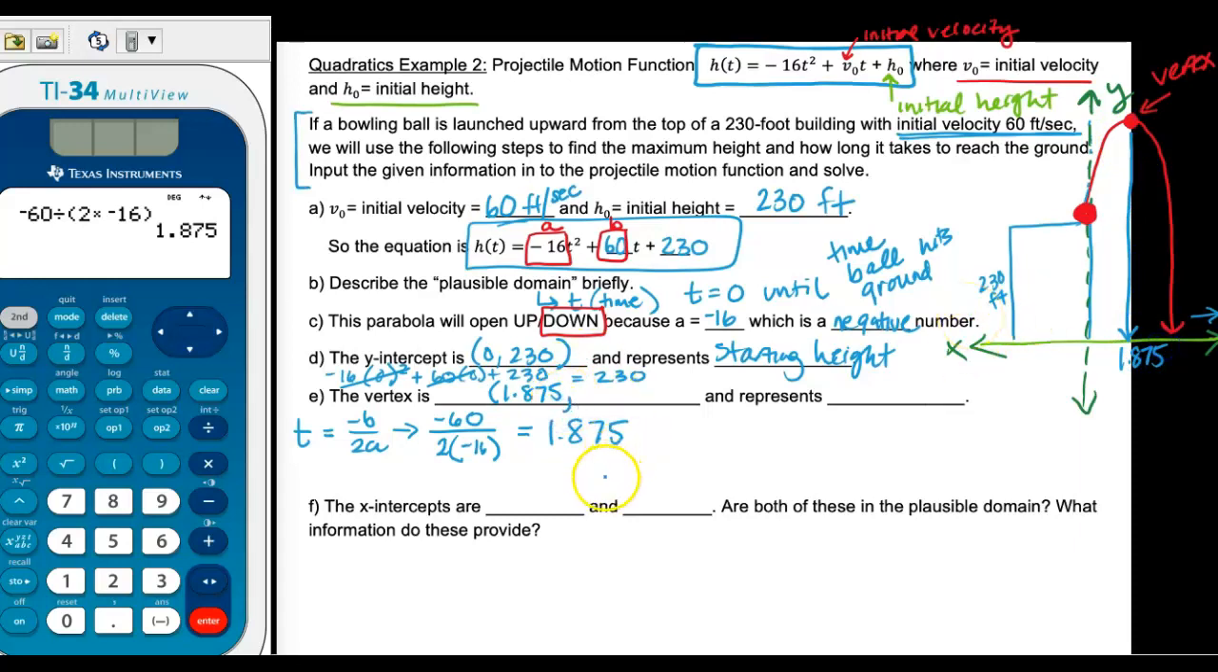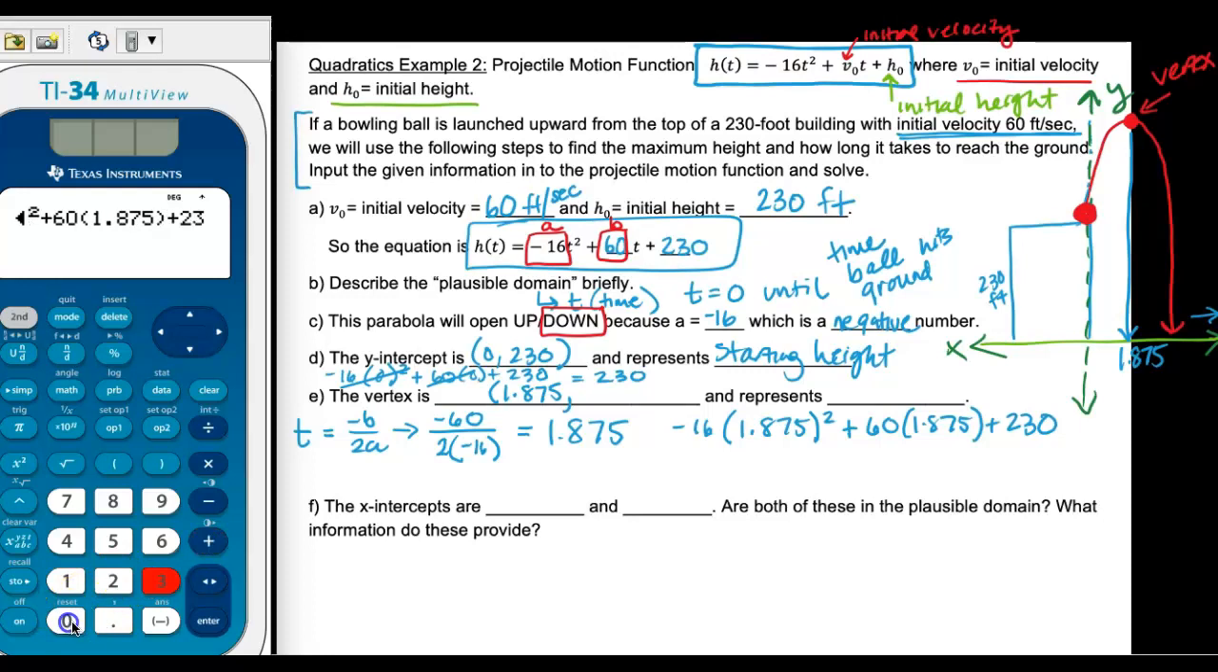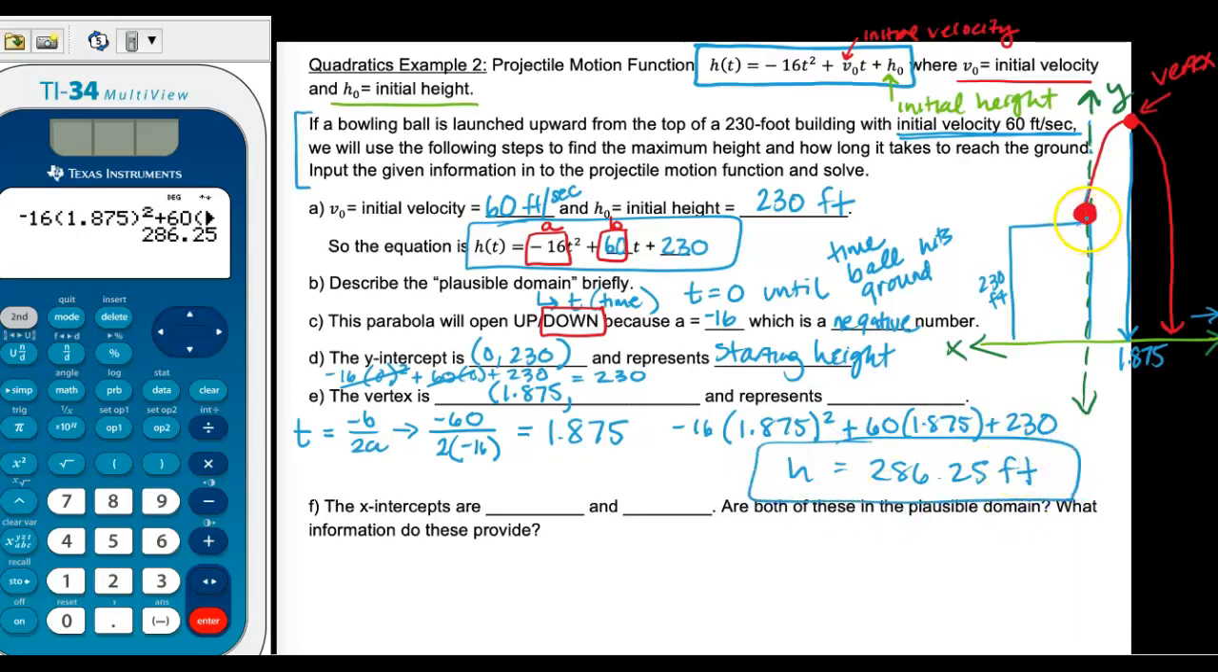And then to find the height, all I have to do is plug that into the equation. So I'm going to do negative 16 times 1.875 squared plus 60 times 1.875 plus 230. I plug it in to find that y value, or in this case, the h value, the height. I plug this all in one step and hit enter, and I get 286.25. So the ball starts at 230 feet, it gets thrown up in the air, and the very peak is 286.25 feet.